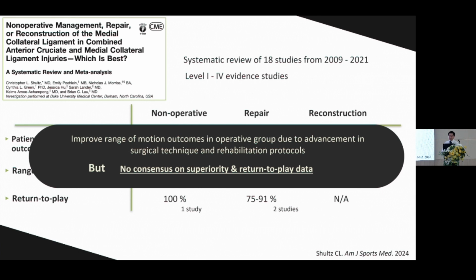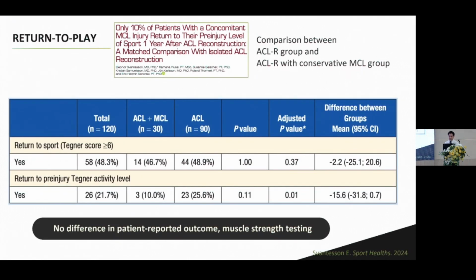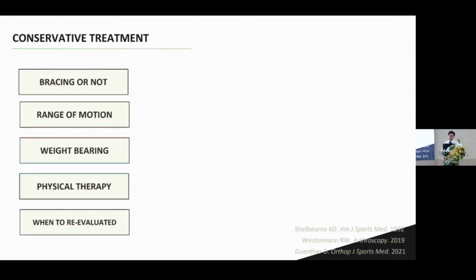So there is no consensus yet. From the return to play data, there is evidence that patients with combined ACL and MCL injury who underwent conservative treatment of the MCL all have the same percentage of return to sport. But the return to play in the combined injury is less. If we choose conservative treatment, multiple regimens have been reported, and no evidence supports one over another.